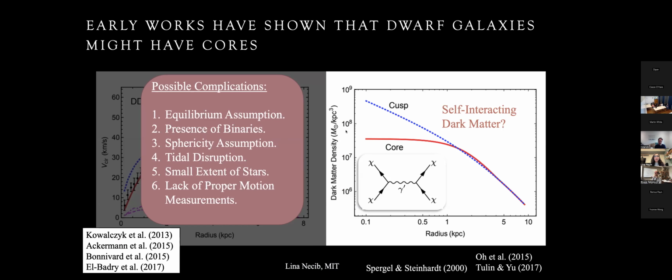The thing is, there are a lot of complications in the way that we do this. In particular, we have to assume a certain anisotropy function, we have to assume equilibrium, and we have to worry about binaries, especially in the smallest of galaxies, and assume that everything is spherical, etc. So there is a lot that goes on here.